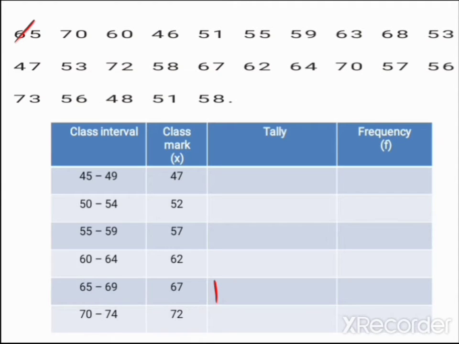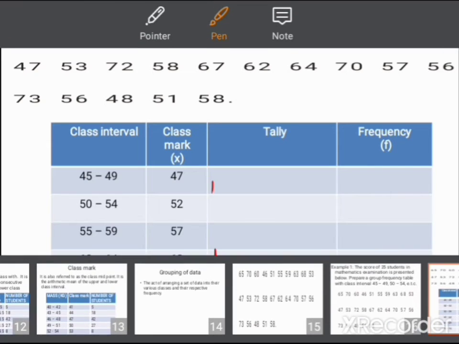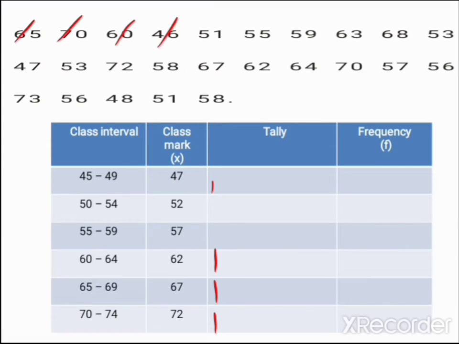The next one is 70. Which class does 70 fall into? It falls into this class, I put 1 mark here. The next one is 60. 60 falls into this class, I put 1 mark there. The next one is 46. 46 falls into the first class, I put a mark there. The next one is 51. 51 falls into the second class, I put a mark there. The next one is 55. 55 falls into the third class, I put a mark there.